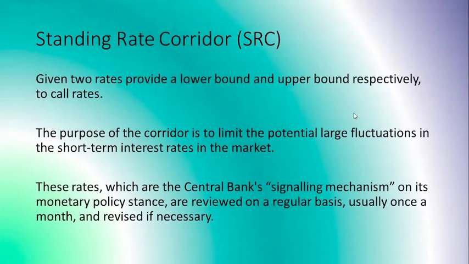These two rates provide a lower bound and upper bound respectively to call rates. The purpose of the corridor is to limit the potential large fluctuations in the short-term interest rates in the market. These rates, which are the central bank's signaling mechanism on its monetary policy stance, are reviewed on a regular basis, usually once a month, and revised if necessary.